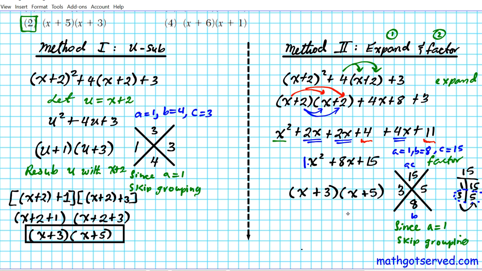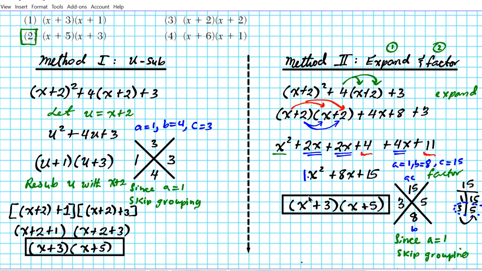All right? Since there was no substitution done in this method, no resubstitution is required. So upon factorization, we will arrive at the factored state, x plus 3 times x plus 5. The answer clearly is option number 2.